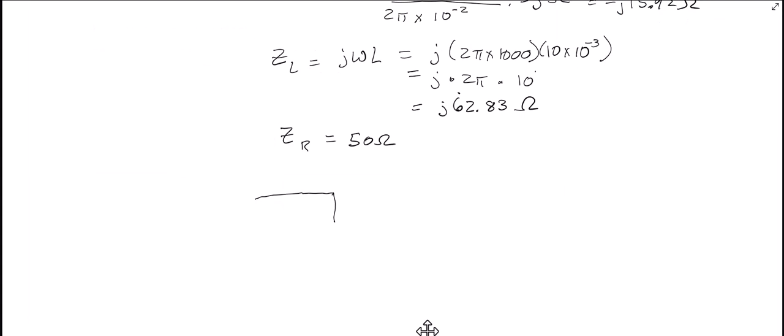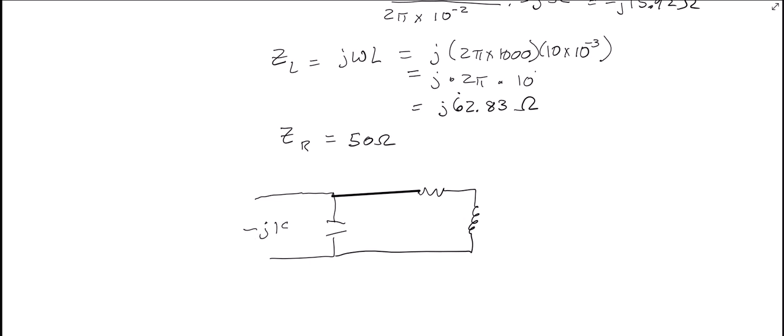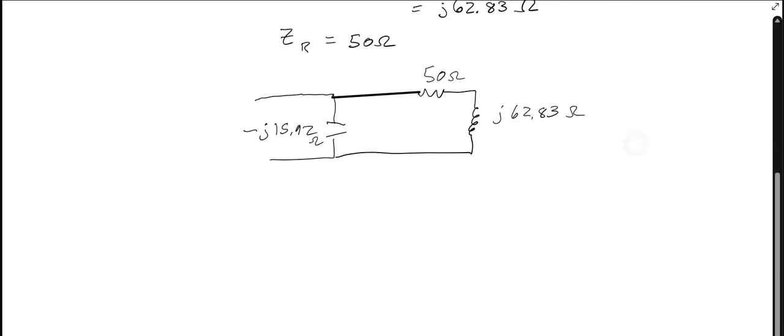Okay, so it's going to look the same, only I've got my new values here: minus j 15.92 for the capacitor, 50 ohms for the resistor, and j 62.83 for the inductor. Now, the resistor and the inductor are in series, and so I can add them.